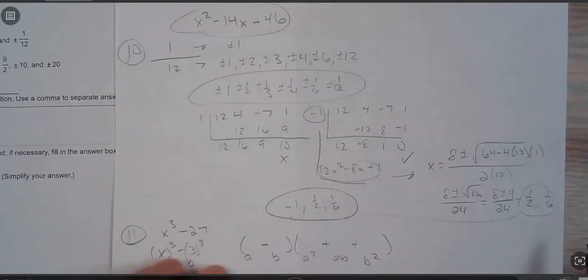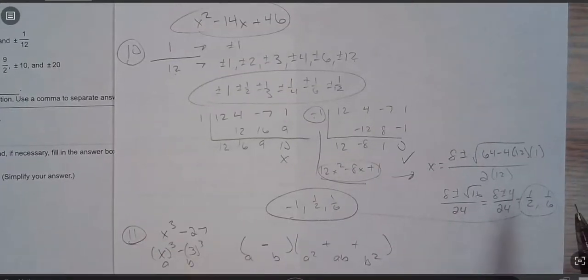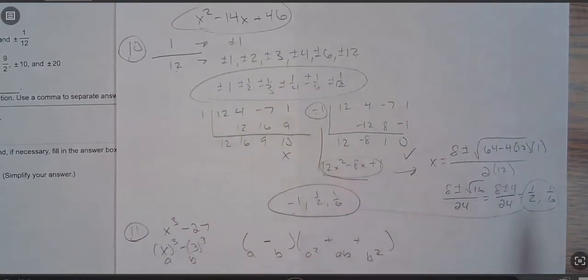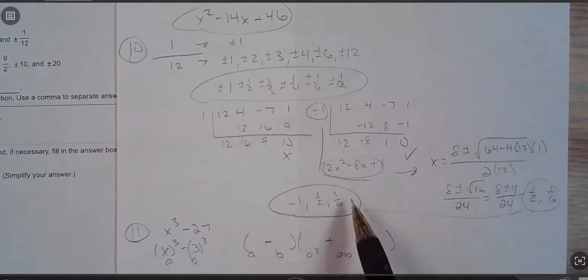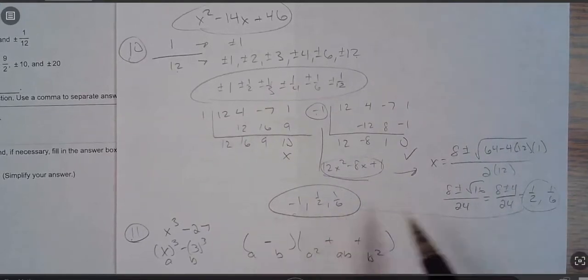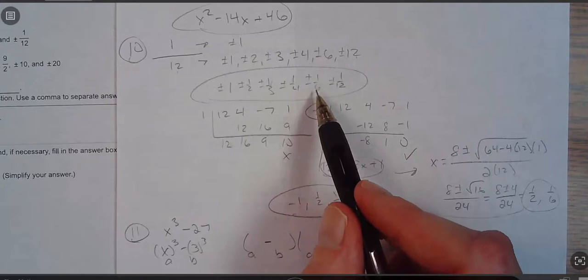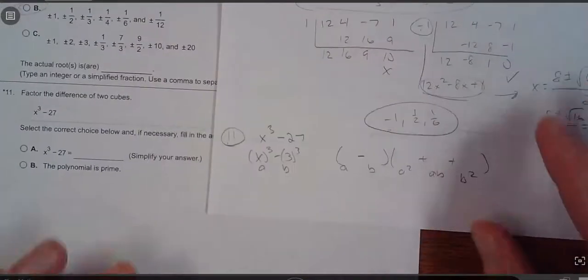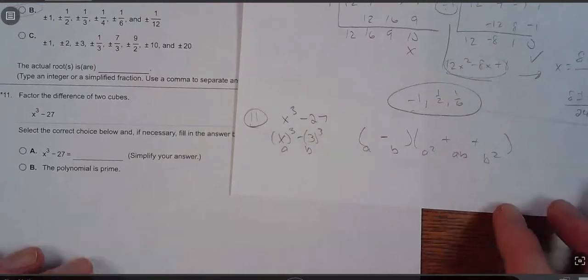Put it in the quadratic formula and find the other two. You don't need to just keep guessing and checking. Once you get it down to a quadratic, use the quadratic formula. So I got 1/2 and 1/6. There's my answers. It just so happened those are in the list, but it would take me a while to do it by guessing and checking. So don't waste your time doing that. When it gets down to a quadratic, use the quadratic formula.